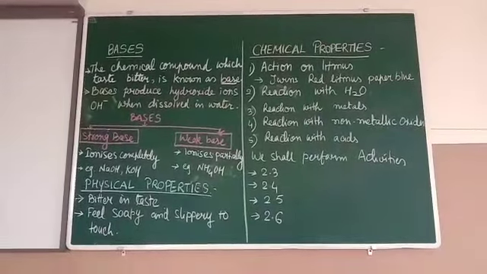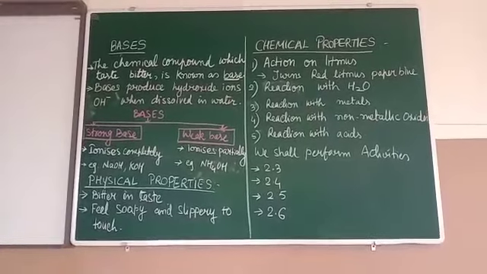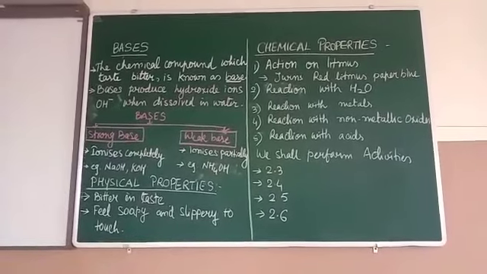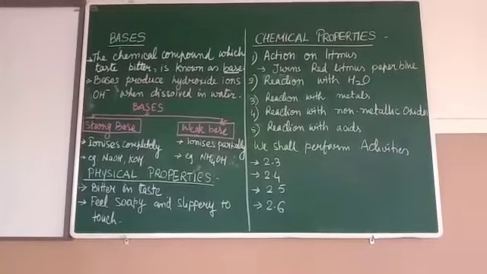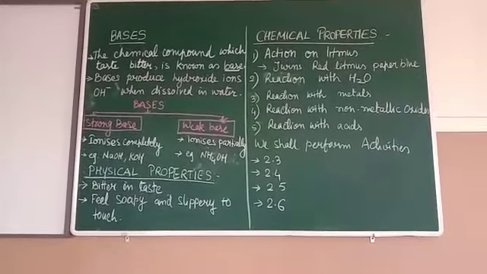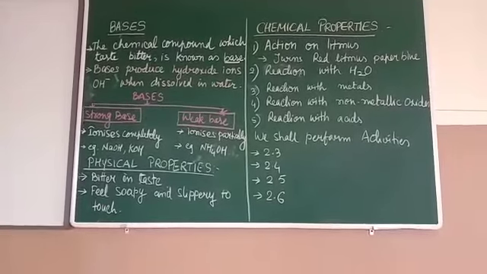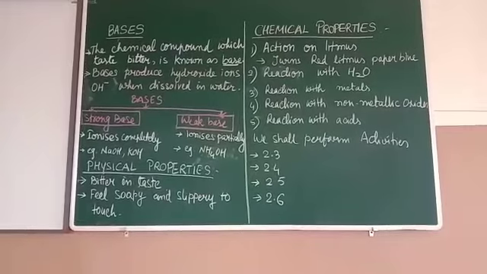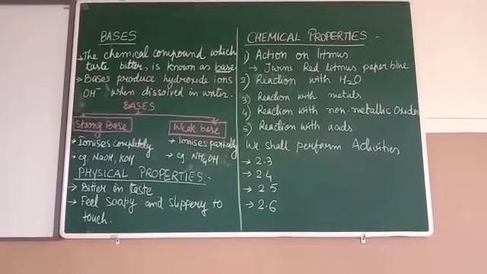Bases are classified into strong bases and weak bases. A strong base ionizes completely in water and forms OH minus ions, for example NaOH and KOH. A weak base ionizes partially and produces some amount of OH minus ions in water, for example NH4OH.